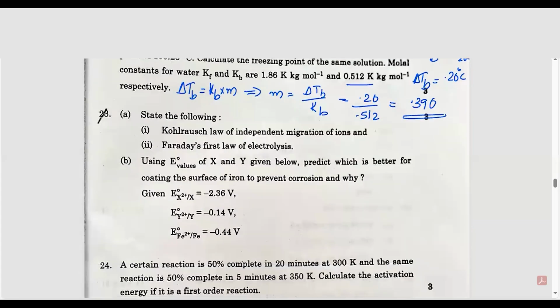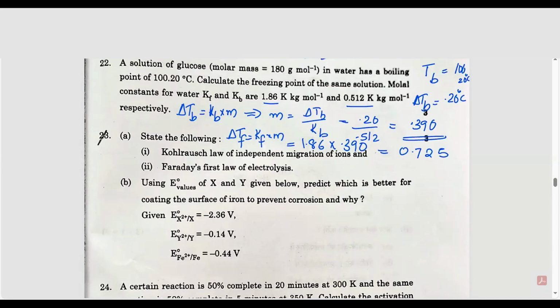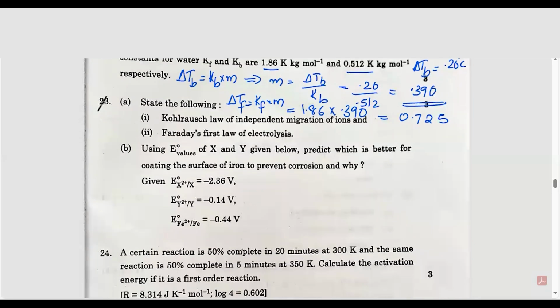Substitute this m value in the delta TF equation. We know that delta TF is equal to KF into m. KF is already given and we have already obtained the m value. So KF 1.86 times 0.390 will be equal to 0.725. What you have to find is the freezing point of the solution.